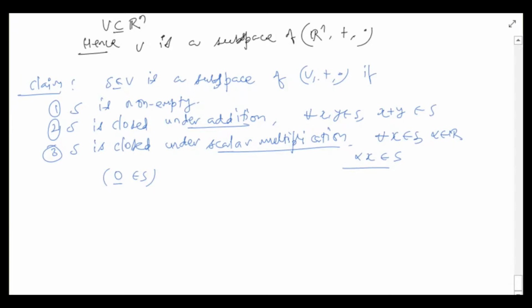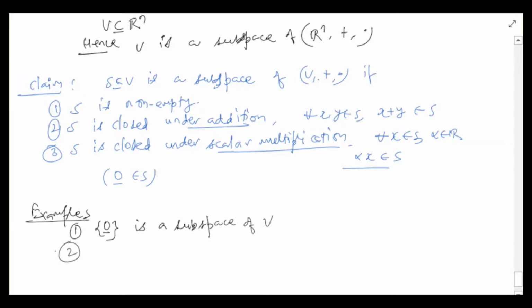Okay. Let's see a few more examples. One trivial example is a set containing just the additive identity of V. This singleton itself is a subspace of V. It satisfies all the three conditions that we wrote above.